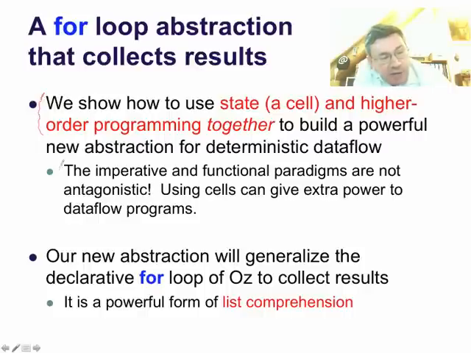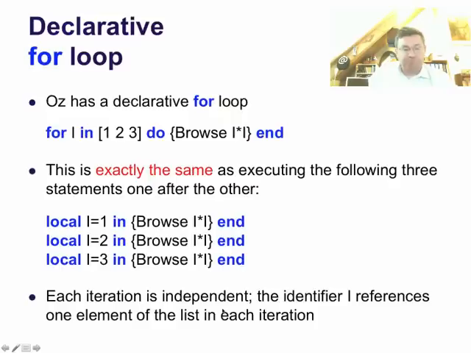And that's very interesting because we're using an imperative concept together with a functional technique in state and higher order programming. And there's no antagonism here. They work together very well, and using cells can give extra power to these data flow programs. So our new abstraction, in fact, generalizes the existing declarative for loop of Oz, and it's called a list comprehension.